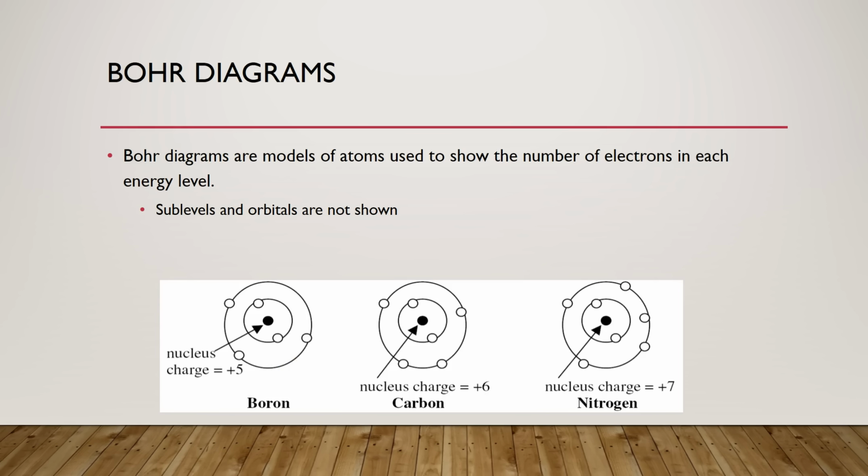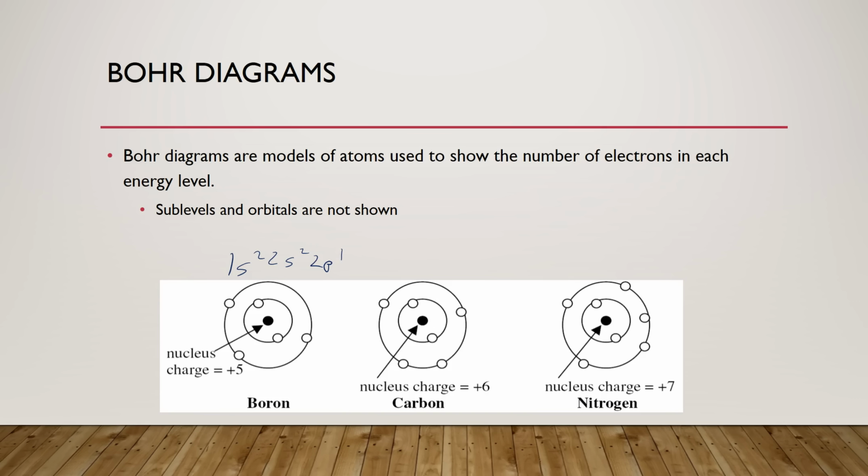So first and foremost, Bohr diagrams are models of atoms, and we use them to show the number of electrons at each energy level. So, for example, boron. If you were to write the electron configuration for boron, boron has 5 electrons, right? So we're going to put the first 2 in 1s, and then we're going to go 2s2, 2p1 is the way that would look. So again, 1s2, 2s2, 2p1.